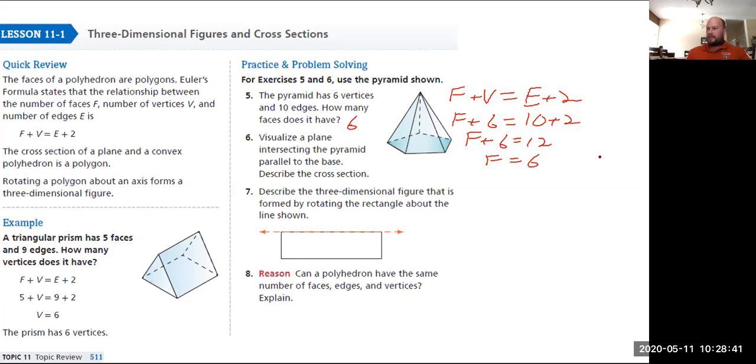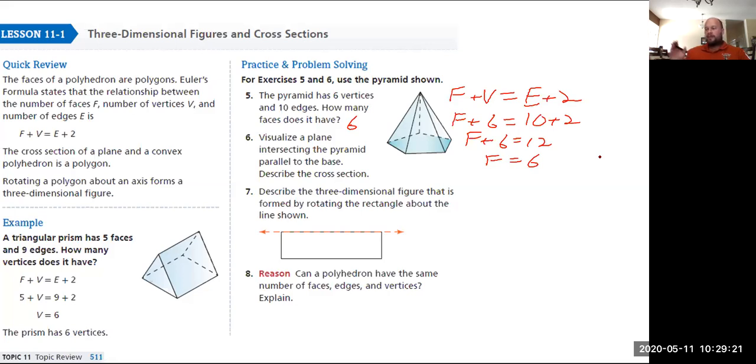Number 6, visualize a plane intersecting the pyramid parallel to the base. Describe the cross section. So again, if you have a plane intersecting either the pyramid or the cone, you're going to have the same shape as the base, except it's going to get smaller as it gets closer to the vertex at the top. If you had a parallel plane to the base on either a cylinder or a prism, it'll be the exact same shape as the base, and it'll be congruent to the base.